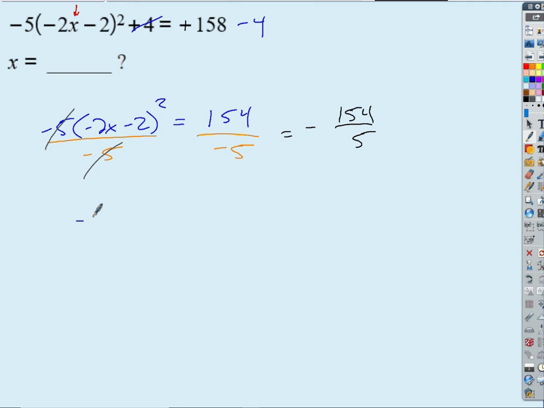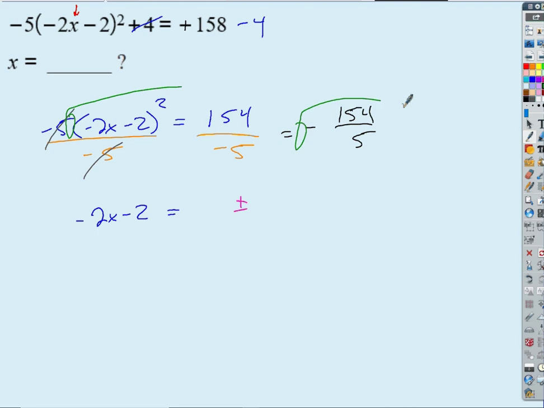Okay, so negative 2x minus 2 equals, but if I'm square rooting both sides, but even before we get there, what did everybody forget? If I square root both sides, plus or minus? Plus or minus the square root of all that, right?